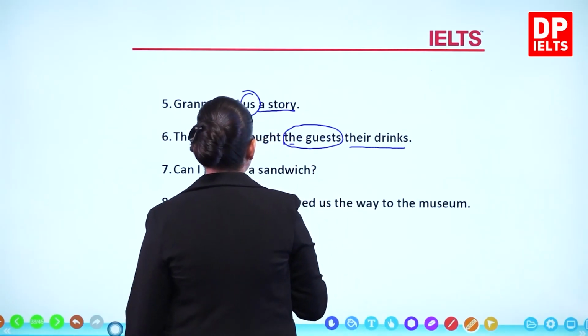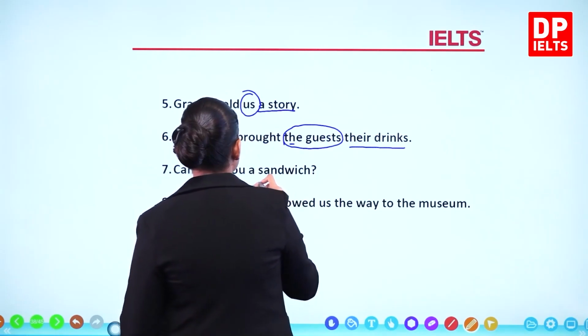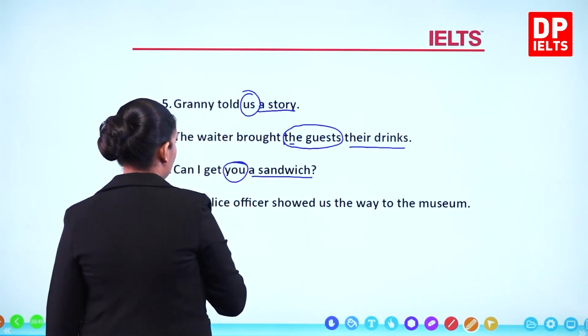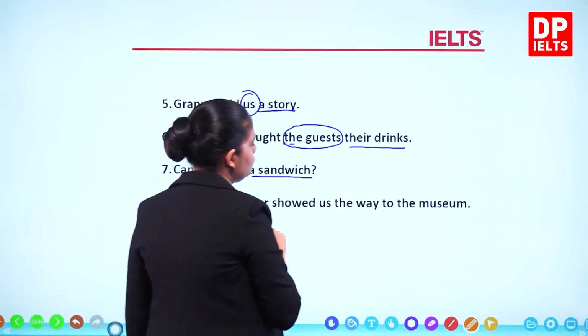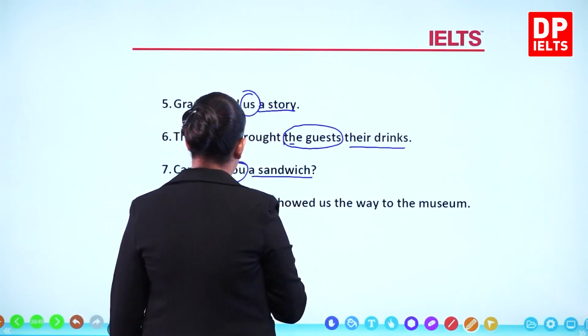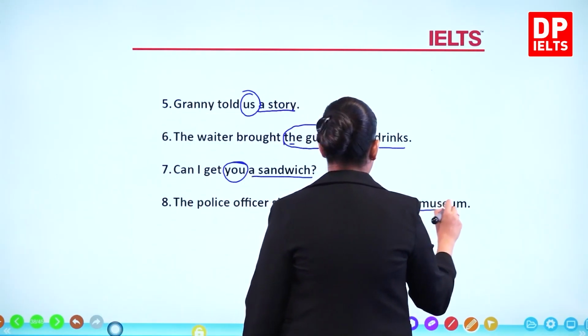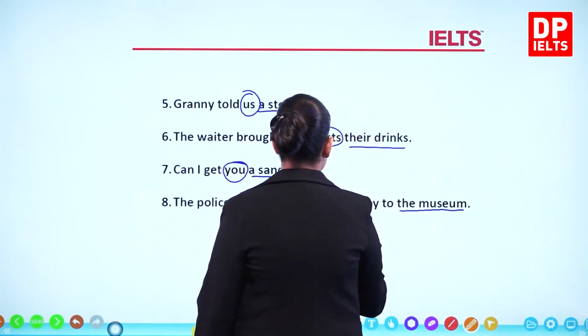Can I get you a sandwich? Get what? A sandwich. To whom? You. The police officer showed us the way to the museum. What did they show? The museum. To whom? Us.